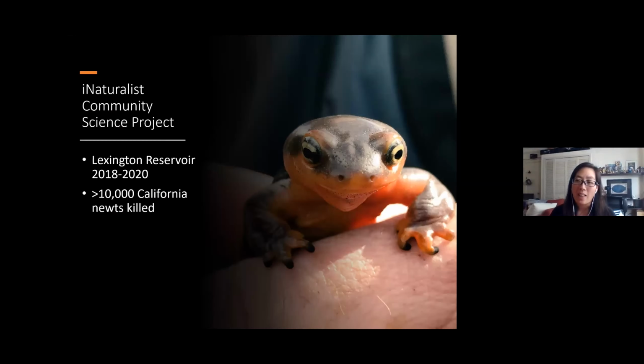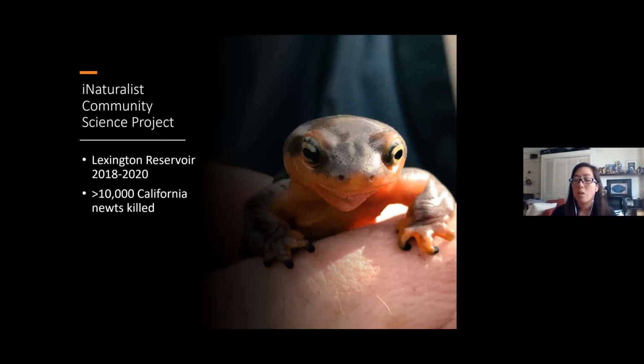I just wanted to highlight amphibians and reptiles being really impacted. They're really slow moving when they cross the streets. And for amphibians, some of them come out en masse when the rains hit, they get triggered to go to these breeding pools all at the same time. I want to bring attention to this iNaturalist community science project, which was conducted in Lexington Reservoir in the Santa Cruz Mountains, just a little bit south of us.